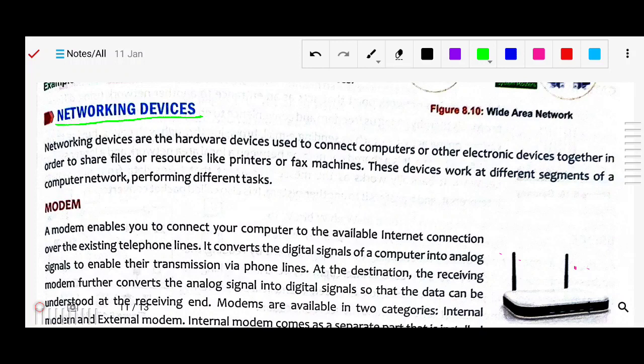Networking devices are the hardware devices used to connect computers or other electronic devices together in order to share files and resources like printers and fax machines. These devices work at different segments of the computer network, performing different tasks.